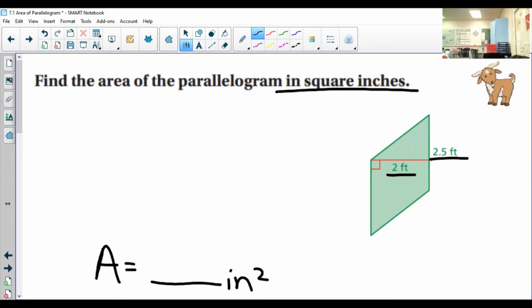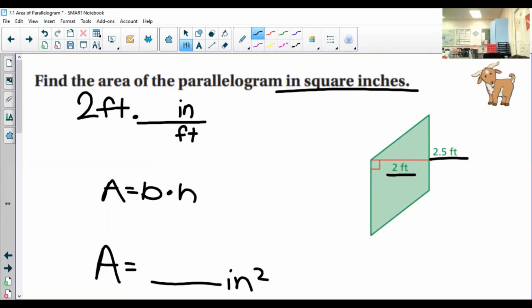Well, the very first thing you need to do is convert these measurements before you even do the formula. Okay, so our formula is area equals base times height, right? But why would we multiply feet when we want our final answer to be inches? So what we're going to do is we're going to take 2 feet, and we want to change that into inches.